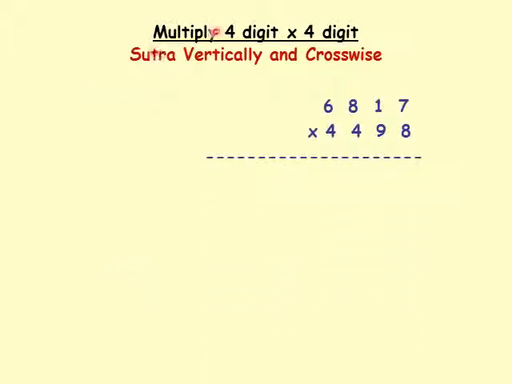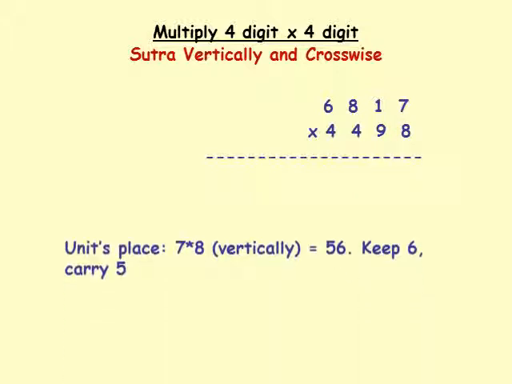Continue, and we would do 4-digit by 4-digit multiply. We will still use the sutra vertically and crosswise. Example is 6817 times 4498. Okay, let's continue. So units place, we're going to do from right to left. 7 times 8 is 56. We'll keep 6 and carry 5, and that's vertically.